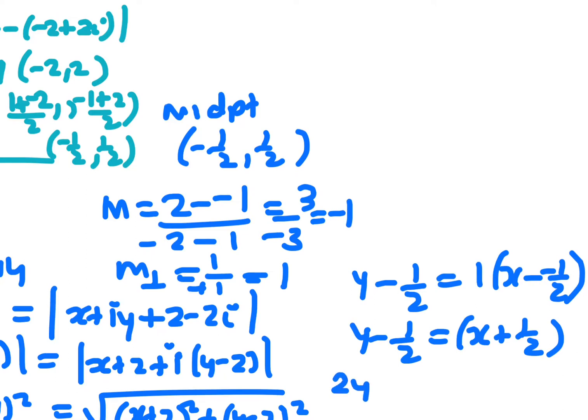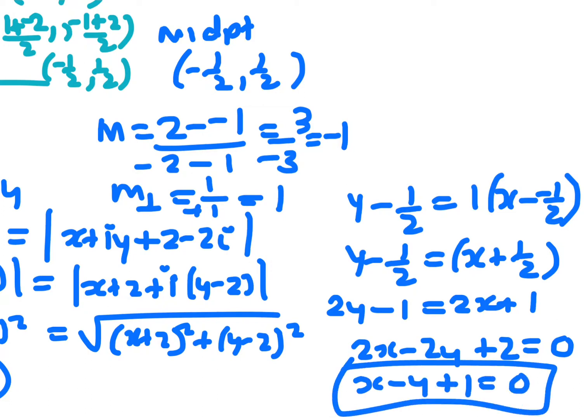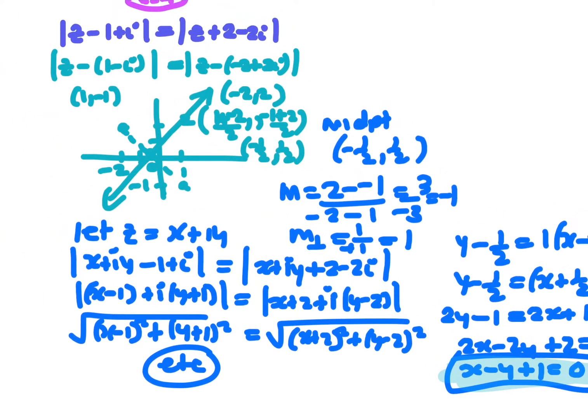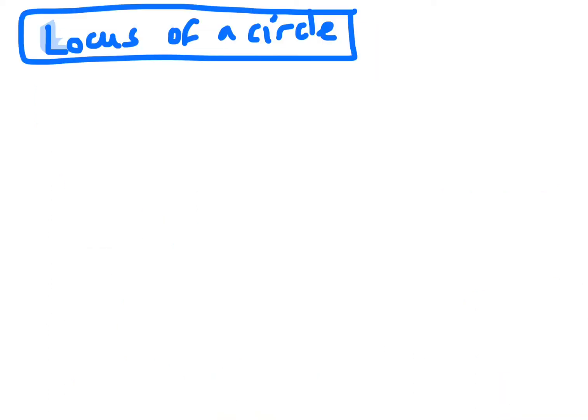Multiply throughout by 2. 2y minus 1 equals 2x plus 1. So that means that 2x minus 2y plus 2 equals 0. x minus y plus 1 equals 0. And that would be the equation of the line, which is the perpendicular bisector of these 2 points, minus 1 and minus 2. So that one was just the locus of a line, which is the perpendicular bisector.